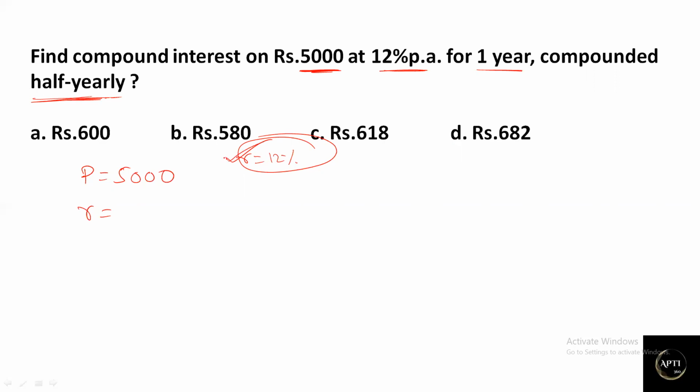If it is compounded half yearly, what do we need to do? Divide 12 by 2. Half yearly means divide by 2. So the R value is 6%. Now the R value is 6%. Don't write it as 12%. Now the N value.